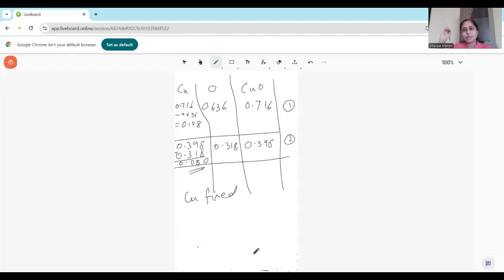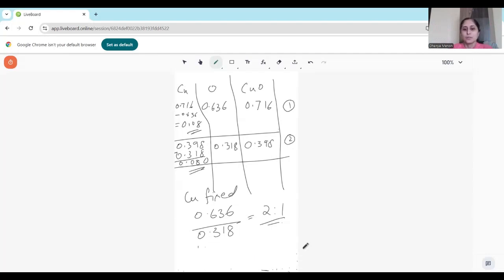So which is the different mass over here? Oxygen. So different masses of oxygen that react with the fixed mass of copper bear a simple whole number ratio. Let's check the ratio between the two oxygens. 0.636 by 0.318 is giving you roughly 2:1. So isn't it a whole number ratio? The different masses of one element that react with the fixed mass of the next element bear a simple whole number ratio.